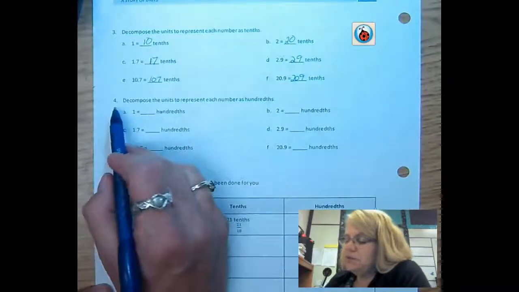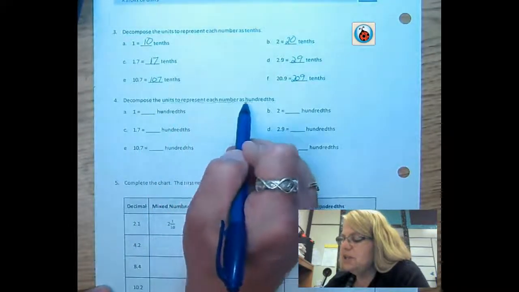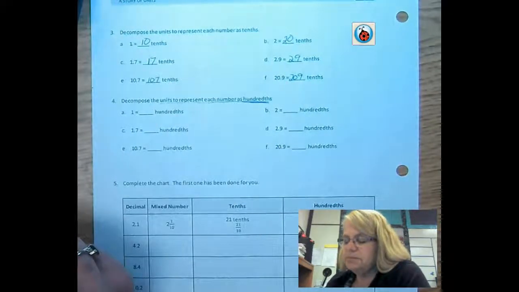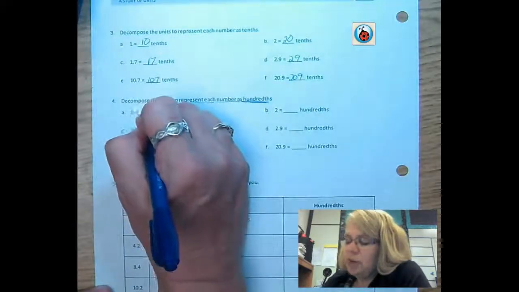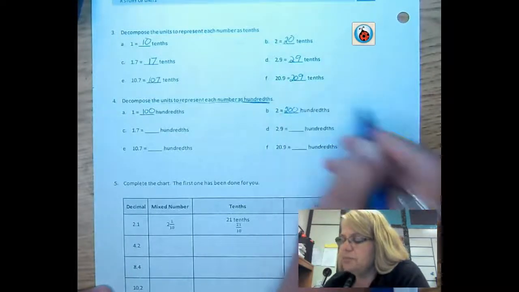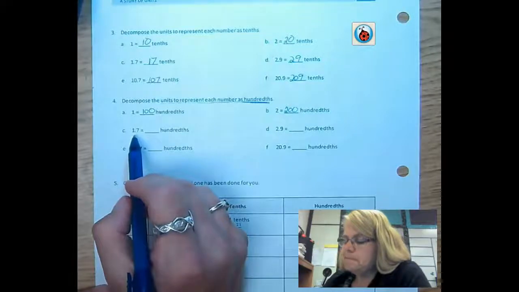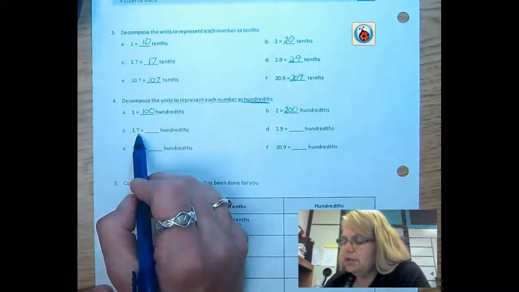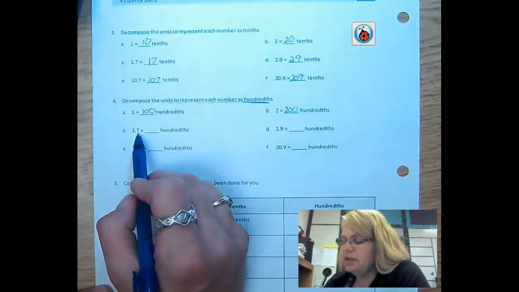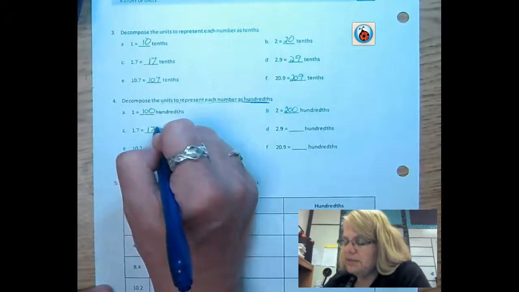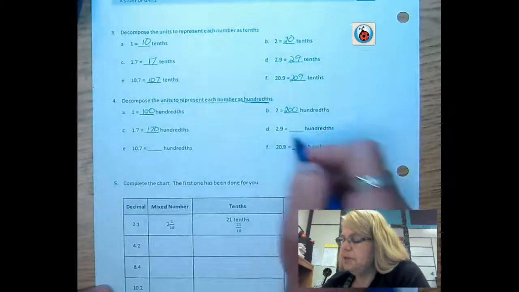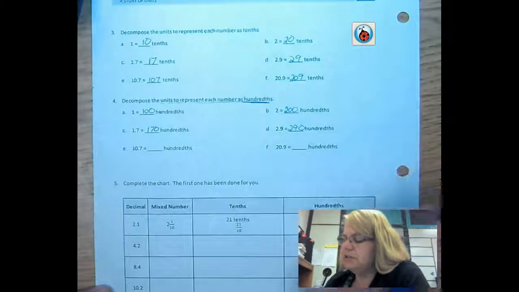So now number 4, decompose the units to represent each number as hundredths. So everything has to be hundredths. So 1 equals how many hundredths? Okay, 100. 2 equals how many hundredths? Right, 200. 1.7 equals how many hundredths? Well, the 1 is going to equal 100, and the 7 is going to equal 70. So it's going to be 170 hundredths. This one is going to be 290 hundredths.